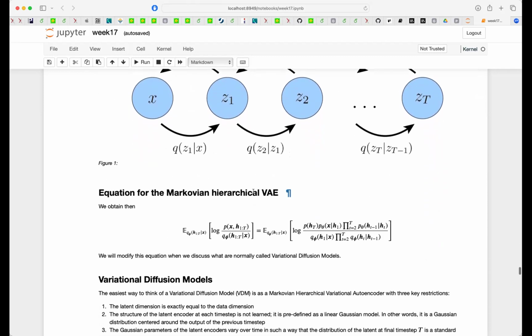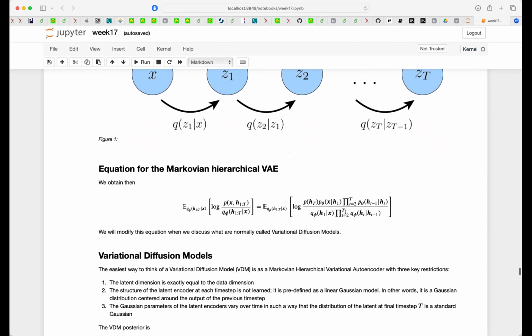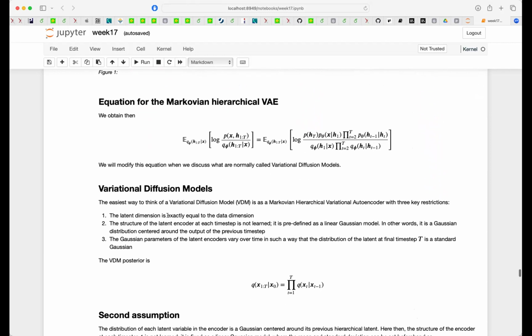So the equation you end up with in this case is actually this one. This is the one you want to optimize. But then in variational diffusion models, what you say is that the latent dimension is exactly equal to the data dimension. The structure of the latent encoder at each time step is not learned, it is predefined. A Gaussian, for instance, or binomial distribution, or whatever. In other words, it's a Gaussian distribution centered around the output of the previous time step. And the Gaussian parameters of the latent encoders vary over time in such a way that the distribution of the latent at the final step is a standard Gaussian.